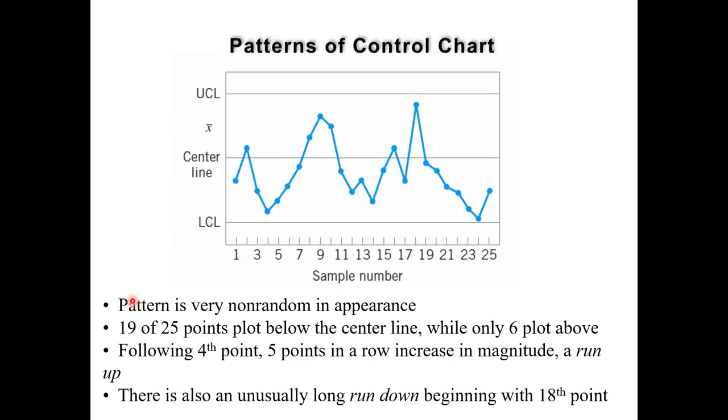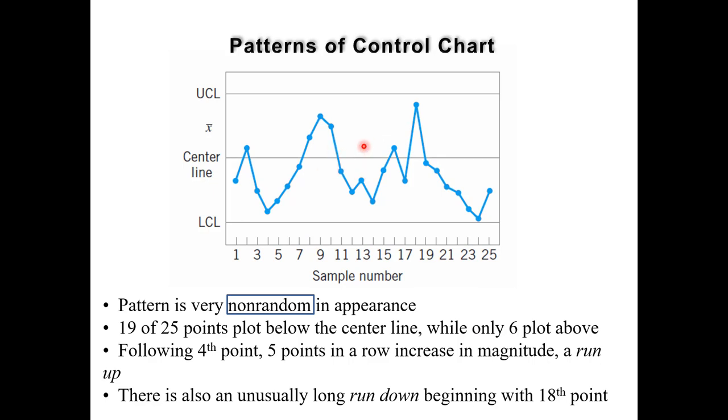Right. Now we move on to patterns of control charts. In this diagram, we see some points. In this control chart, we have the UCL, upper control limit, and also the lower control limit. What you can see from this diagram is that the pattern is very non-random in appearance. Why do we say that? Because 19 out of 20 points plot below the center line, while only 6 are above the center line.